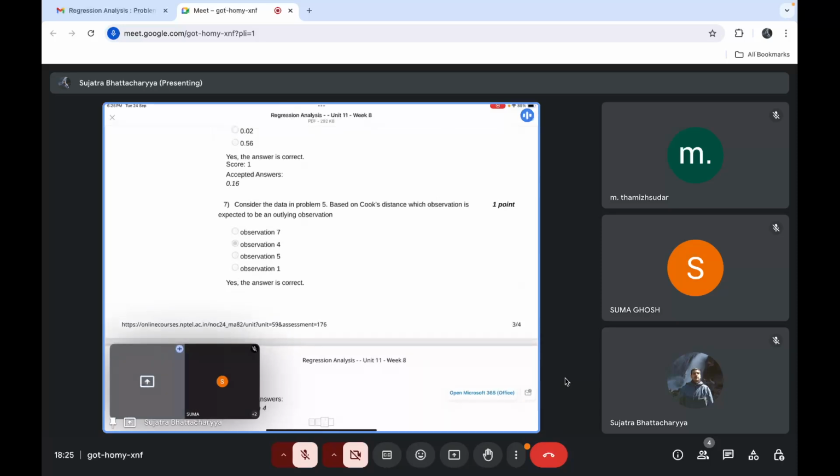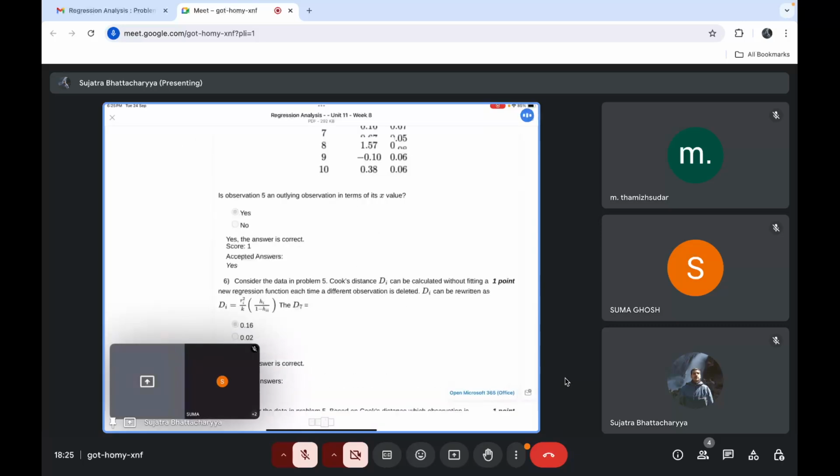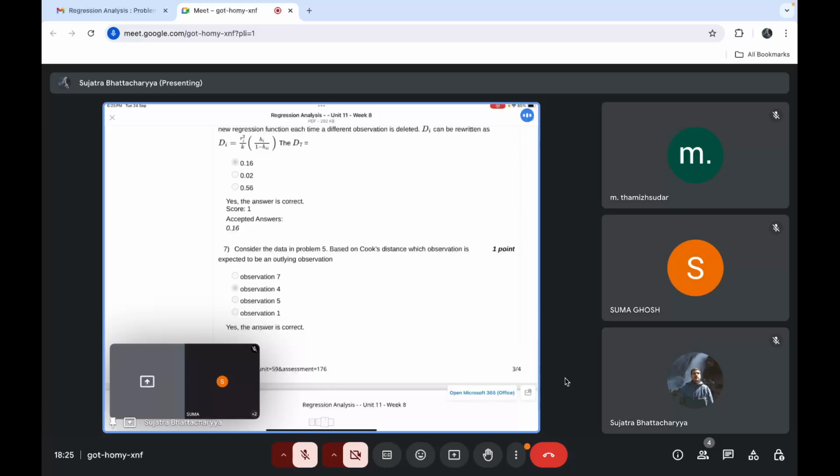There are so many observations here. You can see there are 10 observations here. Now, which of them is a leverage point? That is the important factor. That is where Cook's distance comes into the picture. Okay, so you have observation 7 in the options, observation 4, observation 5, and observation 1. Observation 7 we have already calculated. So with the same formula, let us do it for observation 4, 5, and 1.